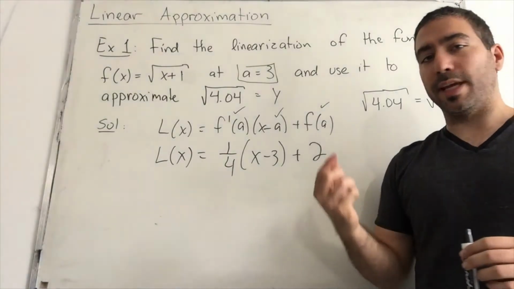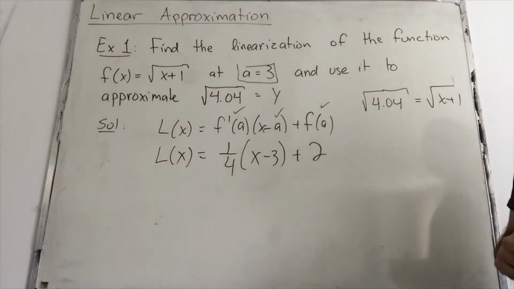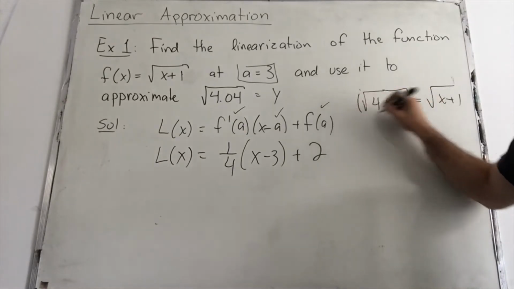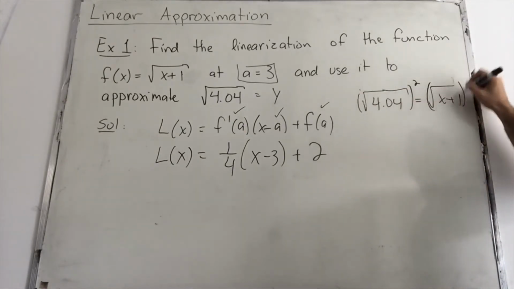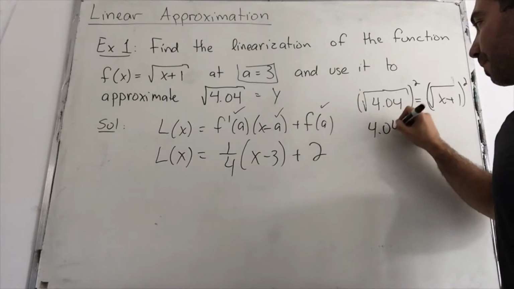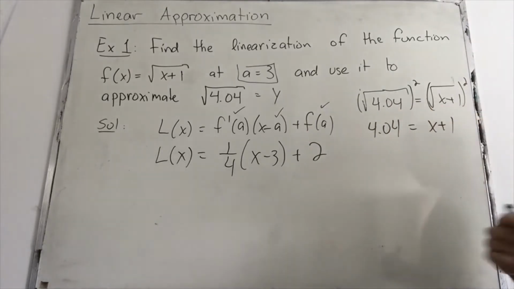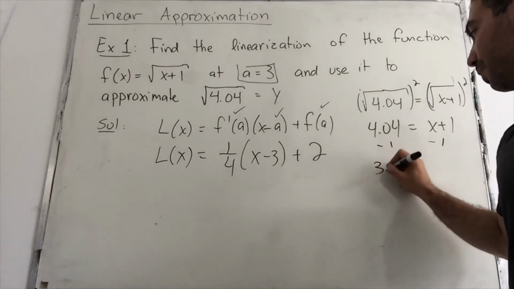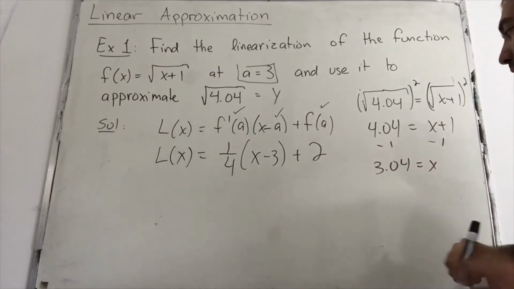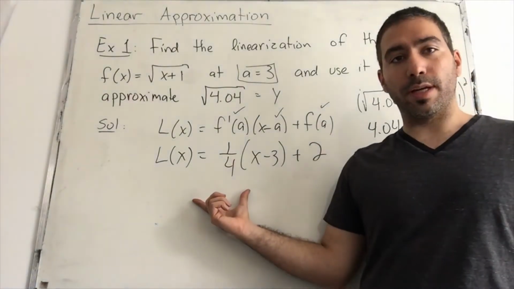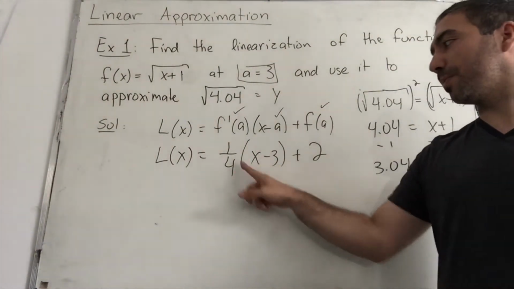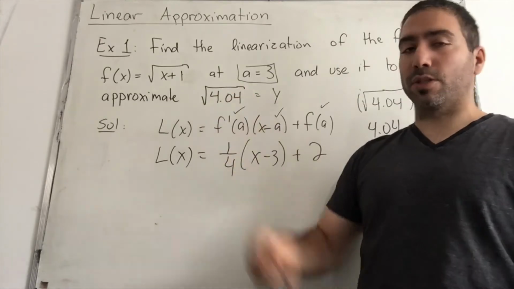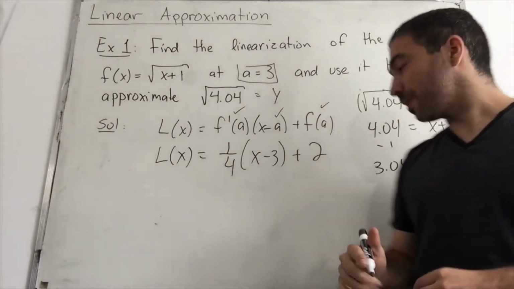Because our job is to find the actual value of x. Well, what we could do now is square both sides to get rid of the square root. So if we square both sides, what we get is 4.04 is equal to x plus 1. Subtracting the 1 over on both sides, we get 3.04 equals x. This is the x value that we're going to substitute into our linearization formula. That's how we know what to put in here, because we're looking for an actual number to represent the square root of 4.04, or at least to approximate.